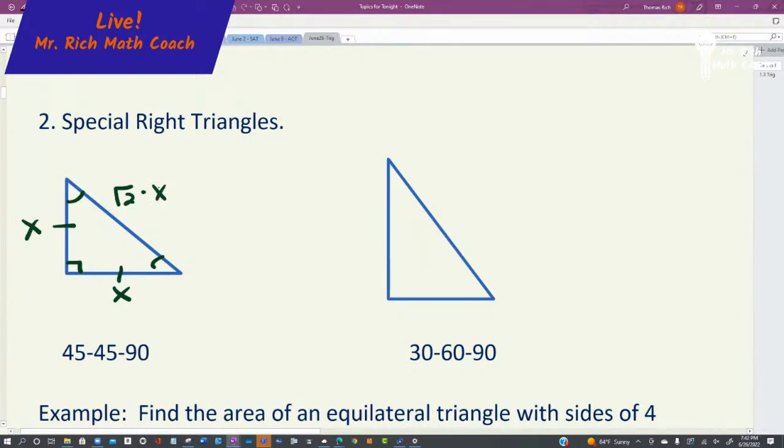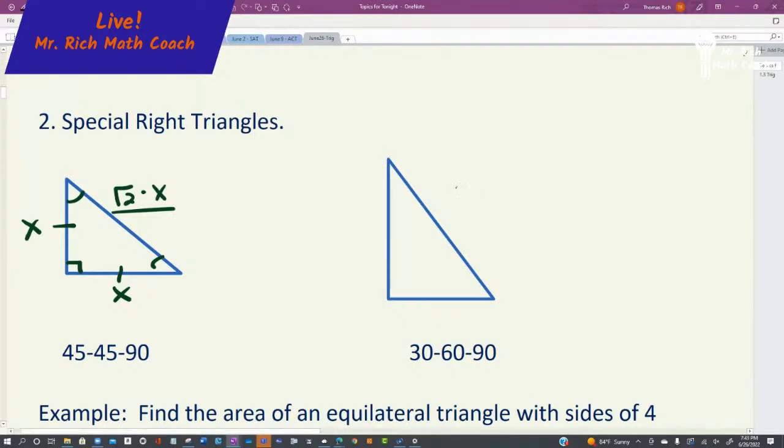So if I'm going from the leg to the hypotenuse, multiply by root 2. If I'm going from the hypotenuse back to the leg of a 45, 45, 90, I would divide by the square root of 2. Right now, you probably would say, well, gee, I could figure that out with the Pythagorean Theorem. True, but we want to be able to do things efficiently and quickly, and this is something that is going to come in handy in your calculus class as it pertains to trigonometry.